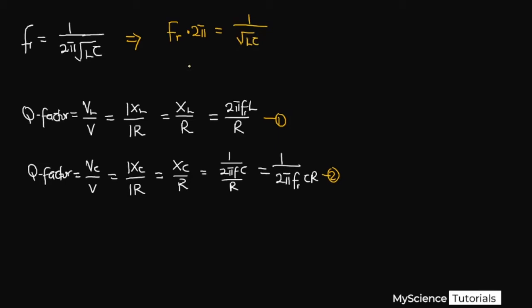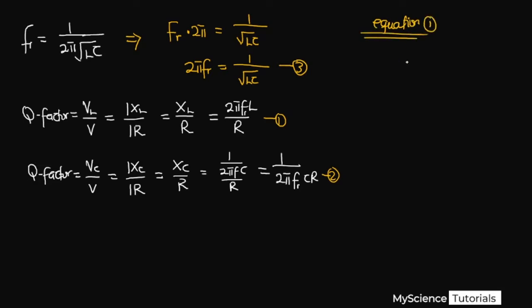So this means that if we have 2 pi multiplied by frequency, it should be equal to the ratio 1 over the root of LC. So let's make this equation 3. Now let's take one of these formulas. Let me take the first equation, which is equation 1.